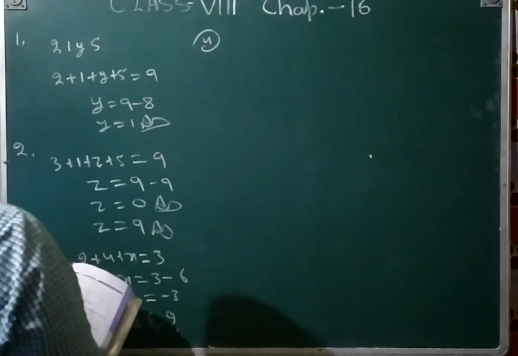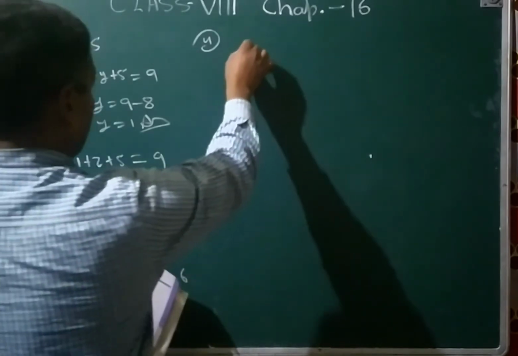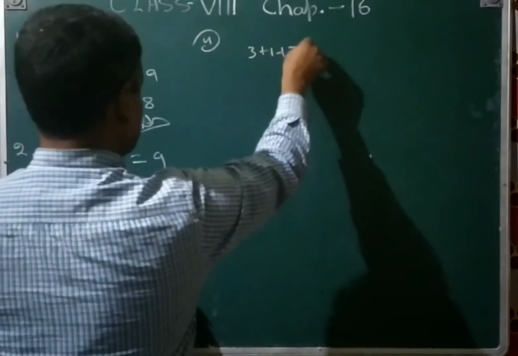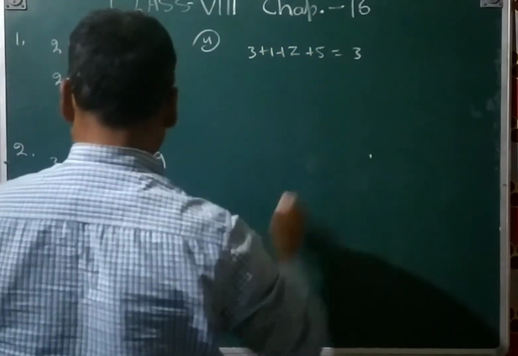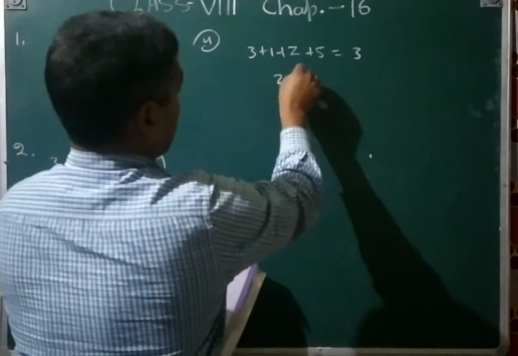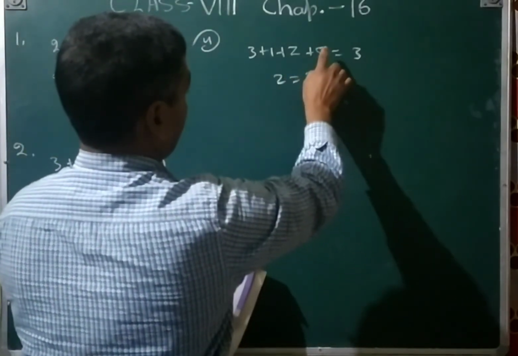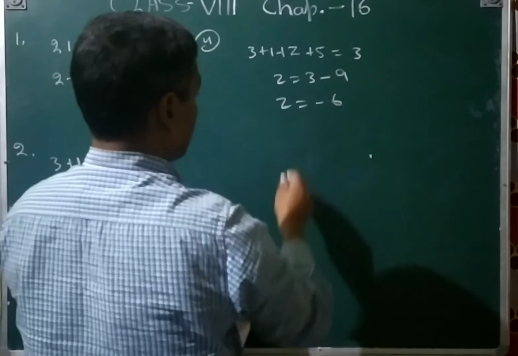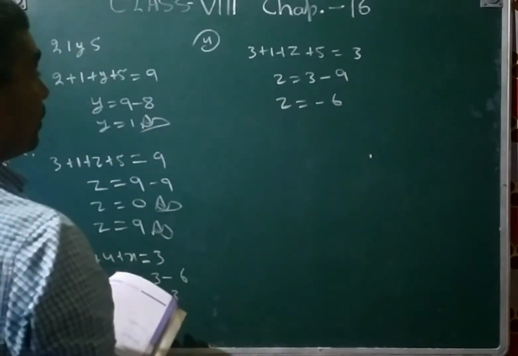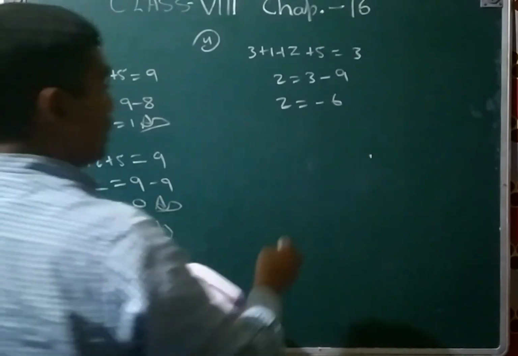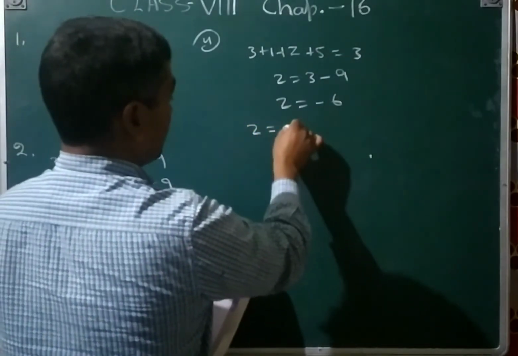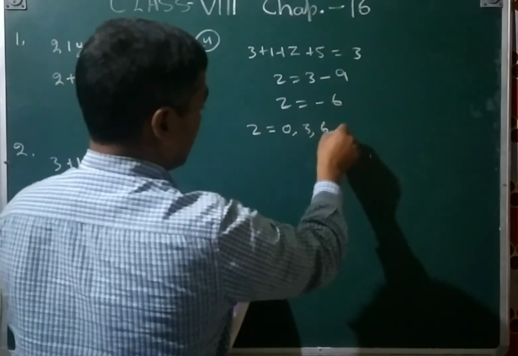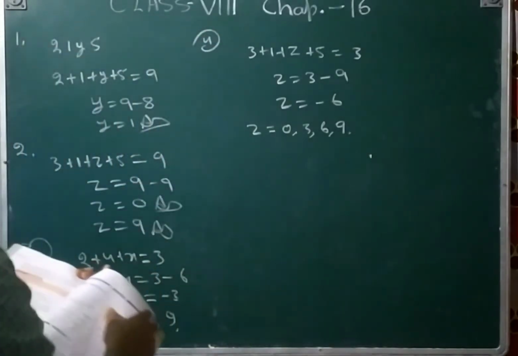If this is a multiple of 3, z is a digit, so again 3 plus 1 plus z plus 5 is equal to a multiple of 3. So z is equal to 3 minus 9, that is z is equal to minus 6. 6 is in the table of 3. So z is equal to 0, 3, 6, and then 9 also.